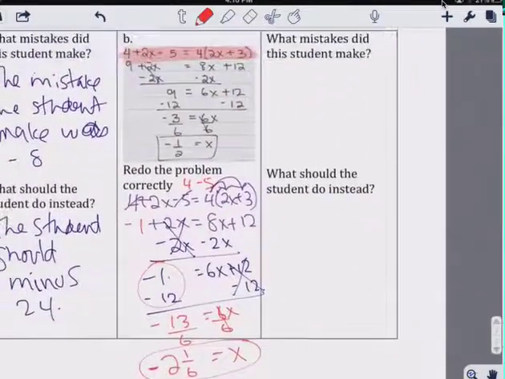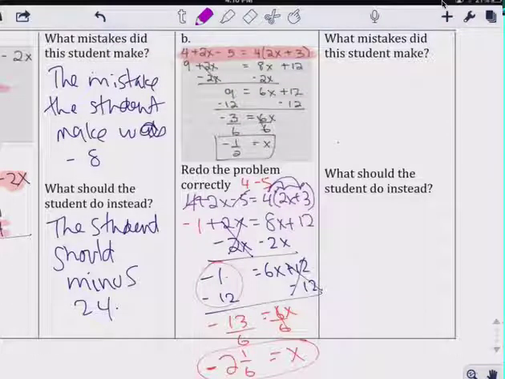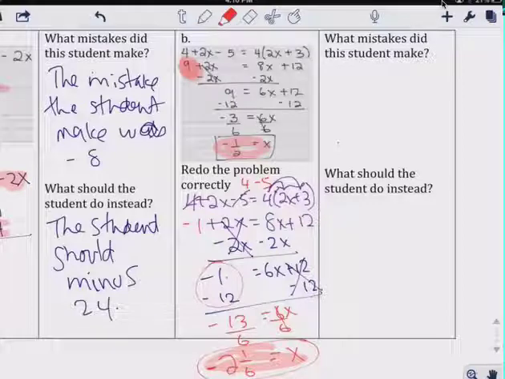What mistake did the student make? With one little tiny mistake, it ruins the whole problem. She got this answer and we got this answer. Her mistake is right here. We got a negative 1 and she got a 9. So she added 4 and 5.